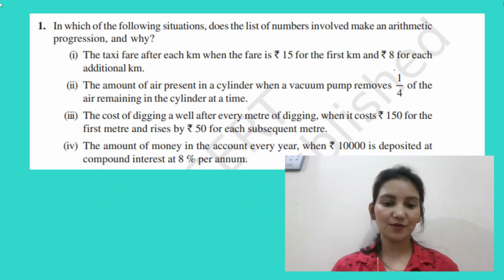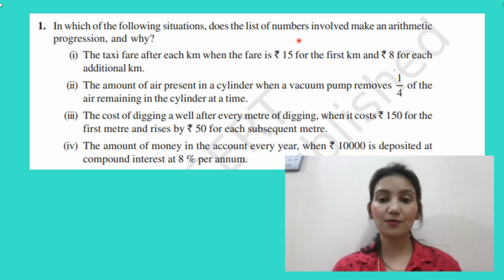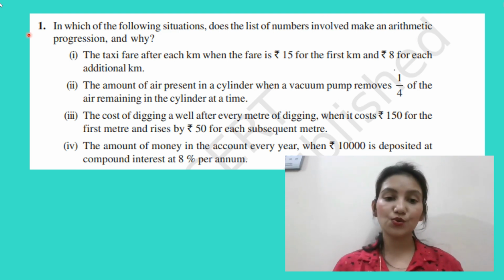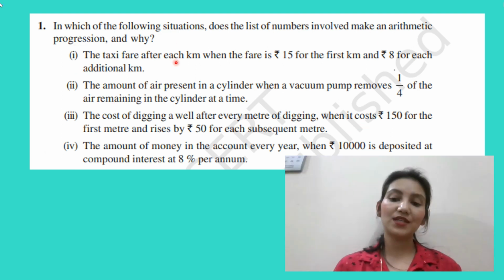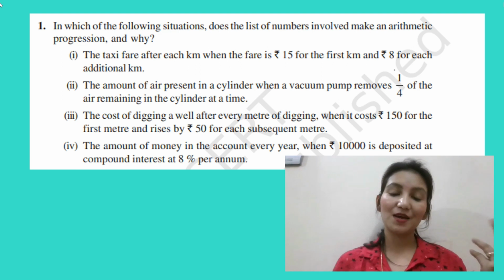Here is question number 1 in front of you, question number 1 of exercise 1. What this question statement says: in which of the following situations does the list of numbers involved make an arithmetic progression, and why? This question has 4 subparts, and in these subparts a different situation is given, and you need to find out whether these situations form an AP or not.